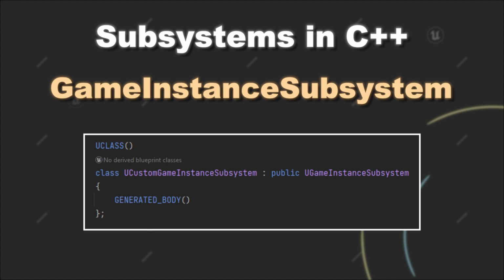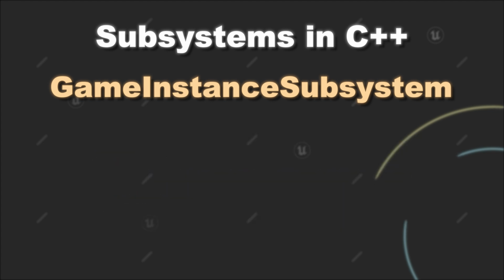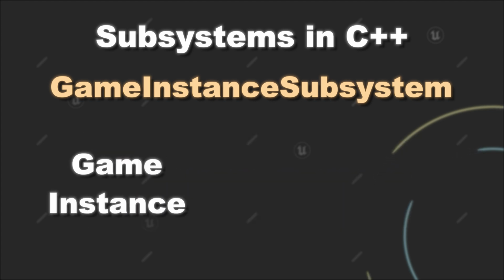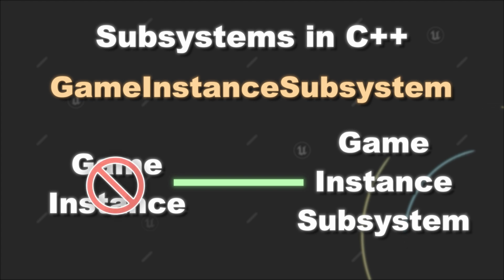Let's take the game instance subsystem as an example. Through that you can add behavior that is linked to the lifetime of the game instance without the need to create a custom game instance class or adding more functionality directly to a game instance class. Now, when a game instance gets created, it also triggers the creation of our custom game instance subsystem.